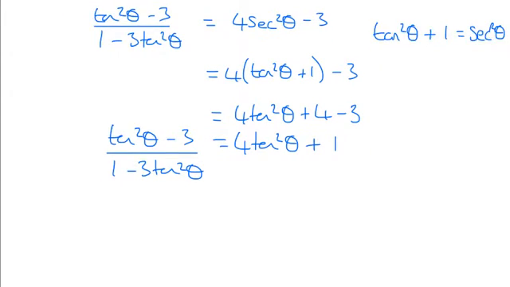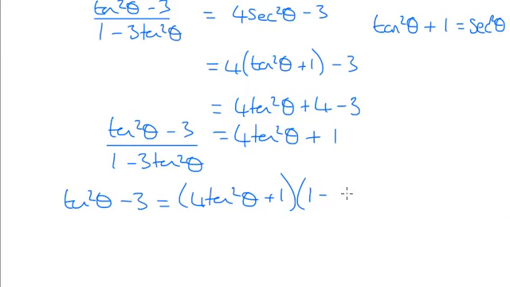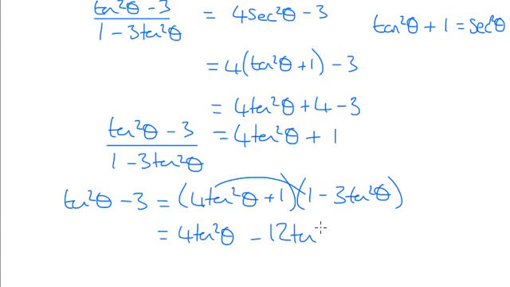In order to solve this, we're going to need to times by the denominator here. So I'm going to need to bring this up to here. So that's going to be tan squared theta take 3 is going to equal 4 tan squared theta plus 1 times by 1 minus 3 tan squared theta. I'm going to need to expand all these brackets. So this is going to be 4 tan squared theta in there, minus 12 tan to the 4 theta in there, plus 1 from there, and take away 3 tan squared theta.